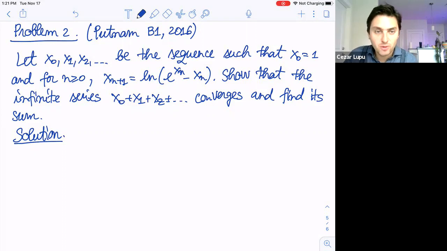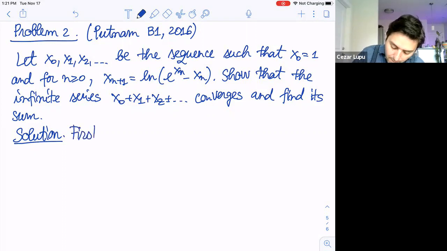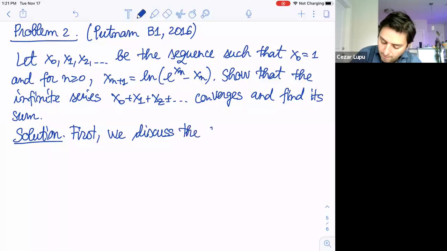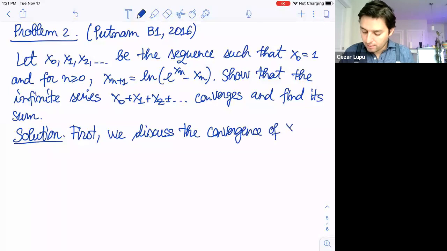Anyway, so make sure you don't do this mistake when you have something like this, because you need to make sure what happens to Xn, and you will see why. So first, we discuss the convergence of Xn. This is very important. All right, before I even talk about any series. So you see, it's a recursion there, and the first term, x0 is 1.